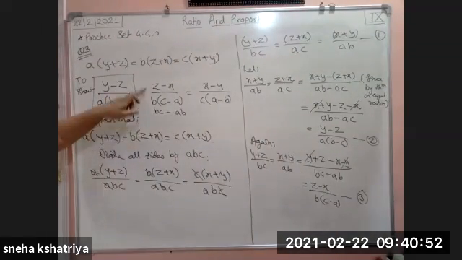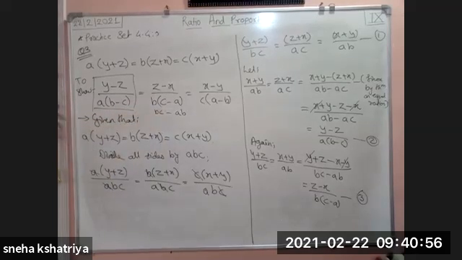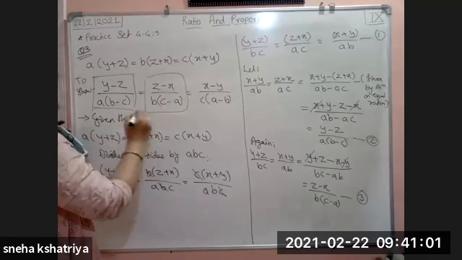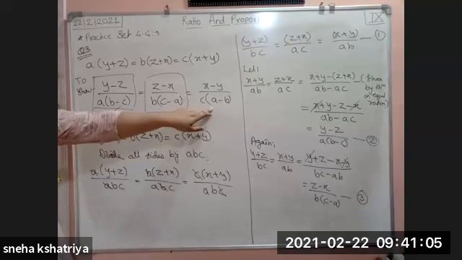We'll get here second one, z minus x upon b into c minus a. Here we get the second one also. First, second, both we get here. Now, how to find the third one?